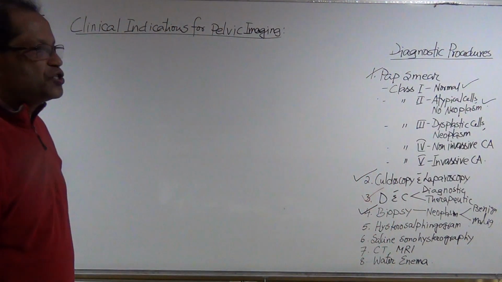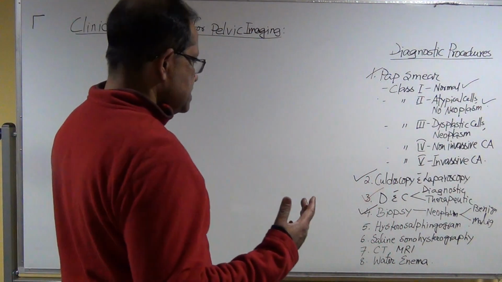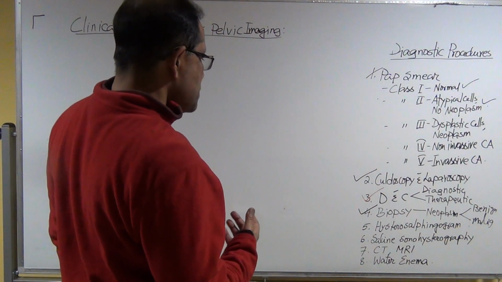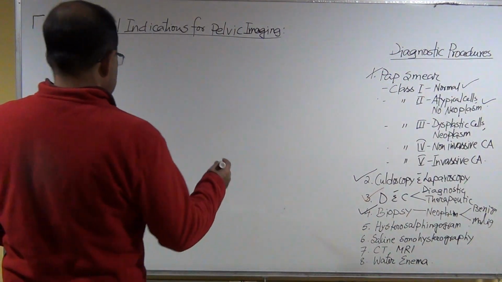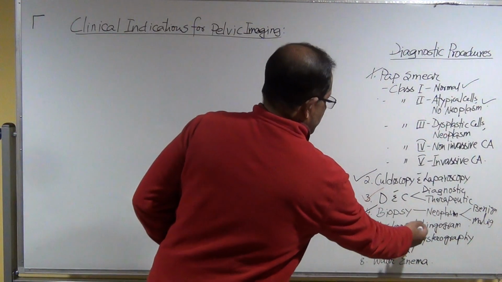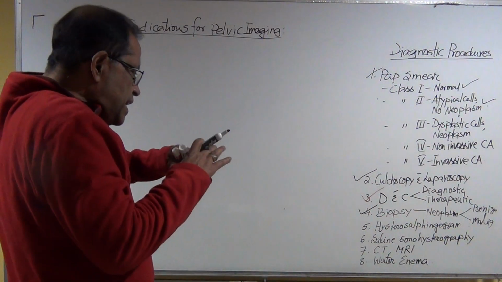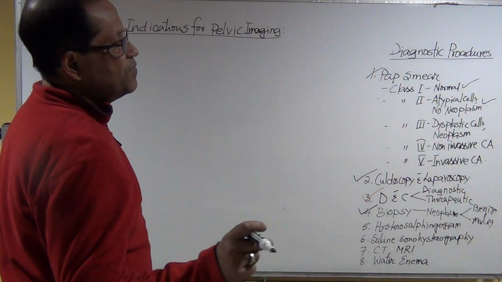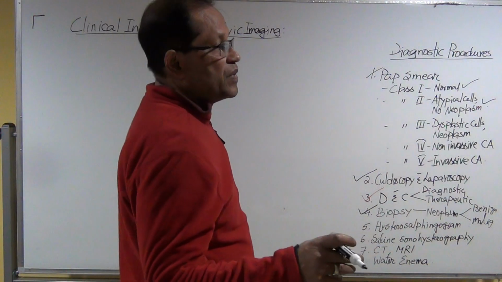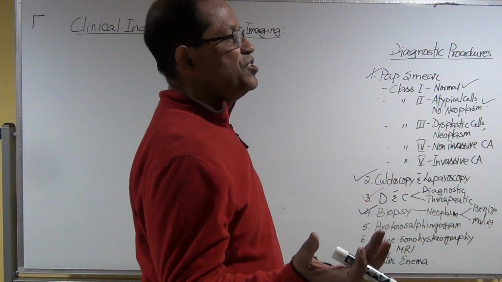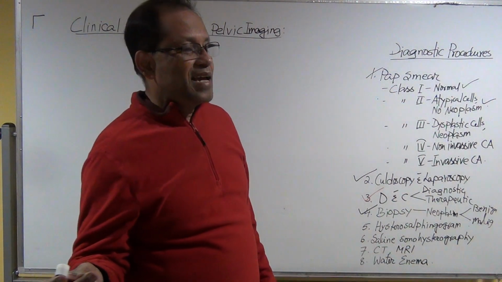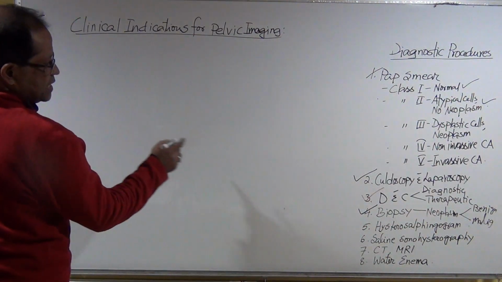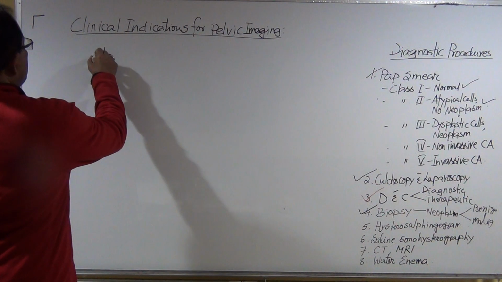hysterosalpingogram. What is hystero? Hystero means the uterus. Salpingo means the fallopian tube. Hysterosalpingography is the visualization of the inner cavities of the uterus and the fallopian tube by a contrast media that is injected through the cervical canal into the uterine cavity. Understand that. That is hysterosalpingography.